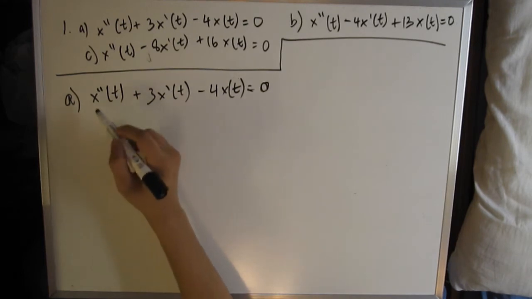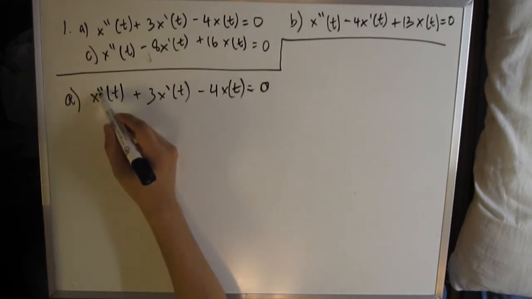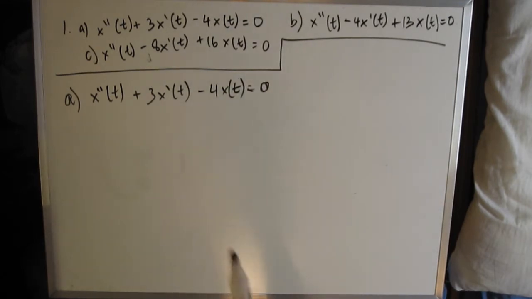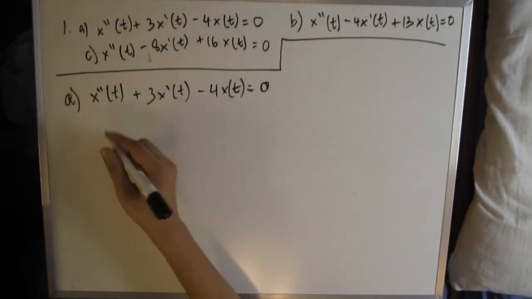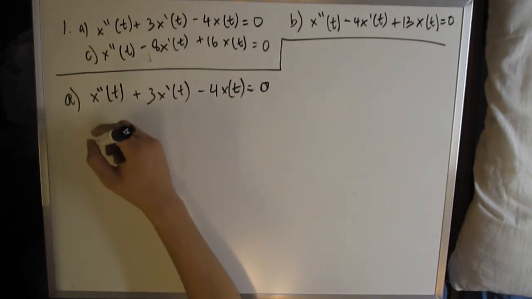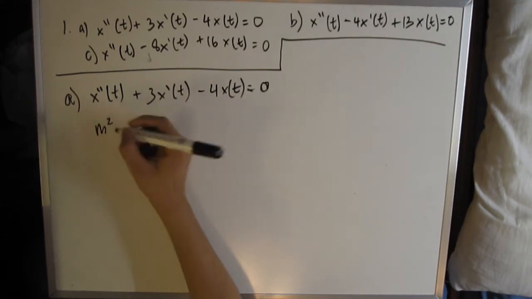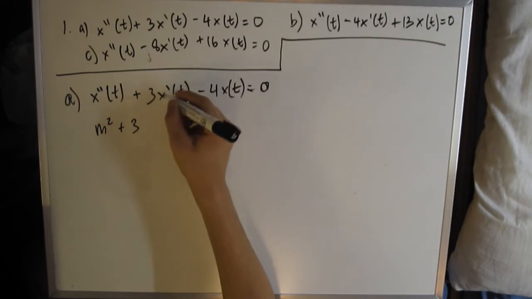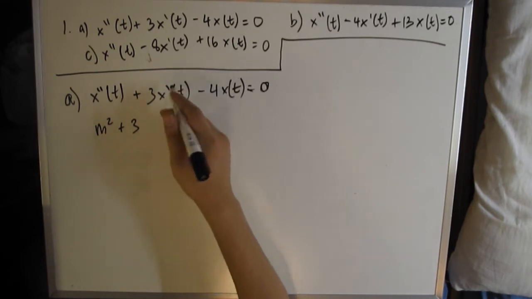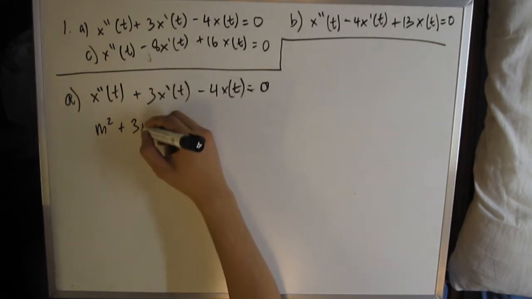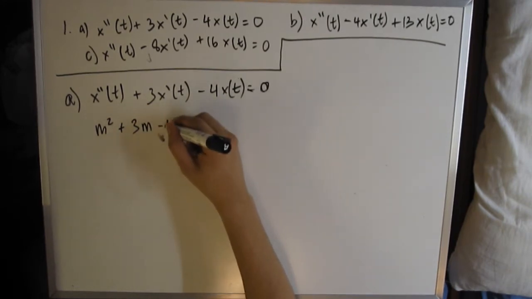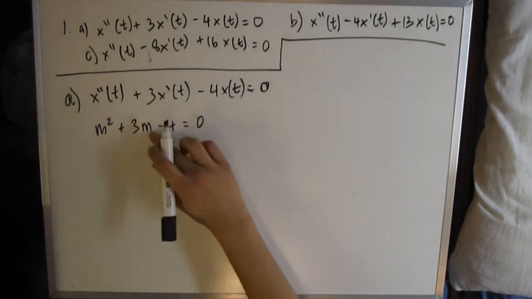So what I'm going to do is look at the degree of the derivatives and replace it with an m to the power of the following degree. So this is the second derivative, so I'm going to replace it with an m squared. Likewise, since this is the first derivative, I'm going to replace it with just an m, and since this is not a derivative, I'm just going to replace it with a minus 4, is equal to 0.